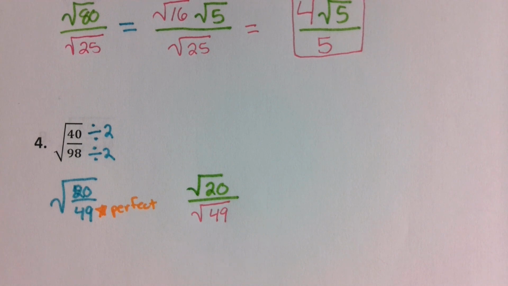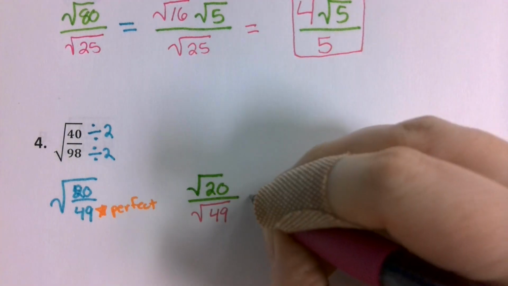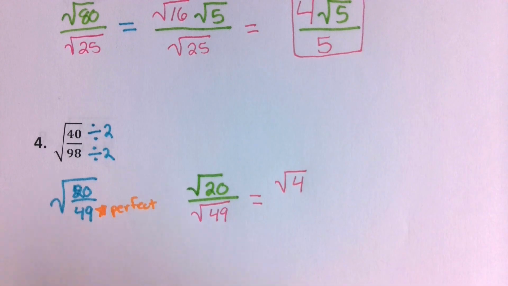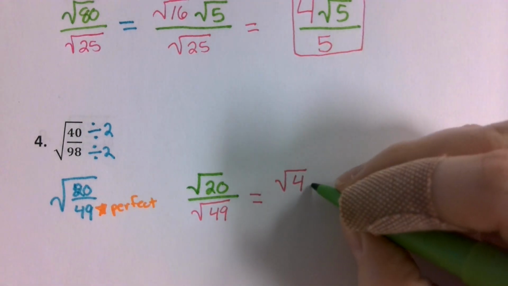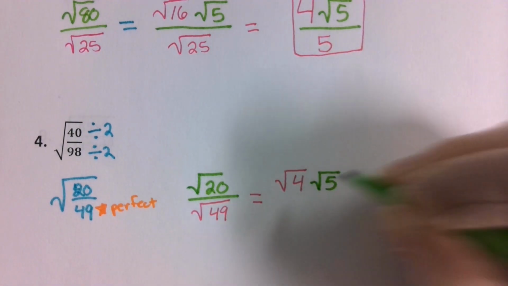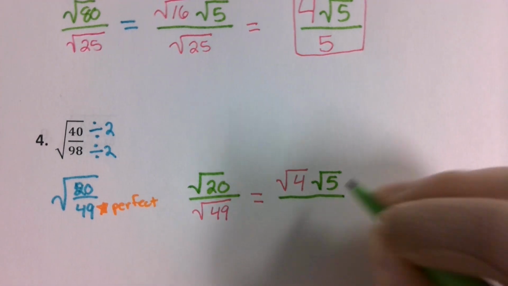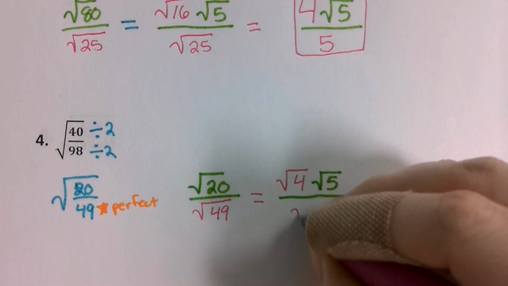Can I break 20 up into a perfect square? Armando? 4 and what? 4 times 5. 4 is a perfect square, 5 is not. So I can do square root of 4, which is perfect, and I can do square root of 5, which is not perfect. 4 times 5 gives me 20. All of this is going to be over the square root of 49.